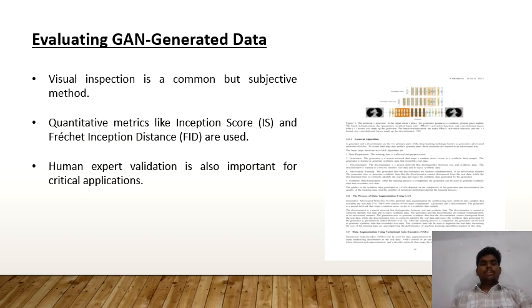For evaluating GAN generated data, visual inspection is a common but subjective method. Quantitative metrics like inception score or Fréchet inception distance are used. Human expert validation is also important for critical applications, for cross-checking and resolving any errors caused by the system.